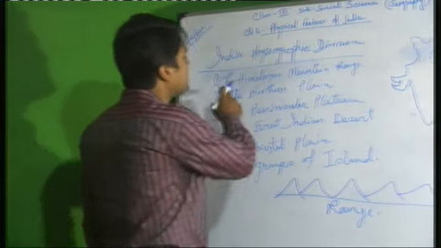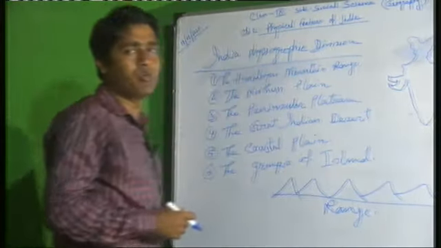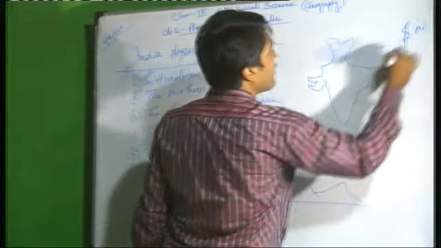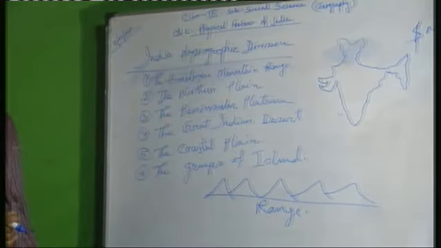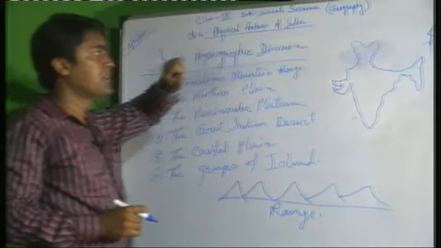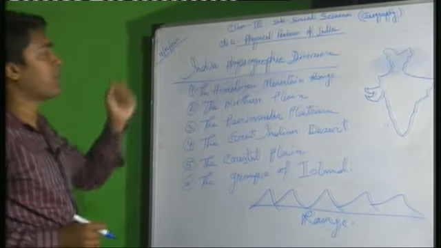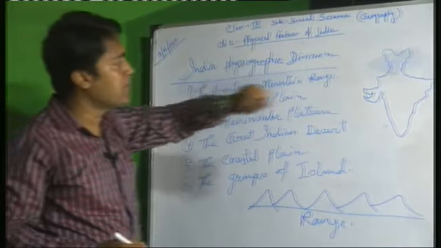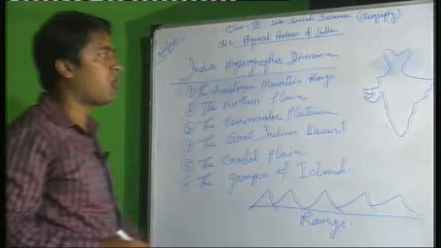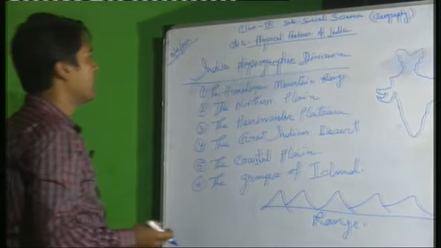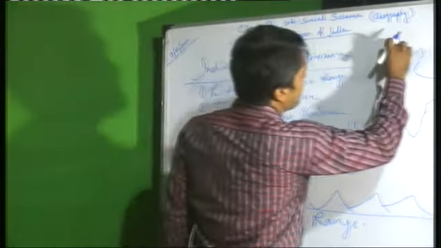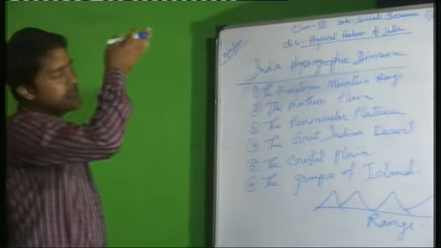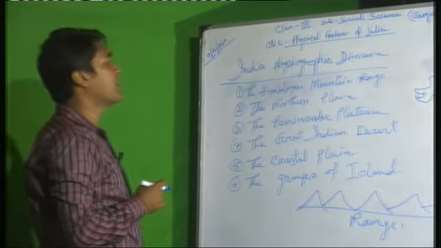The Himalayan mountain range is situated in which part of our country? You know. In this outline map, this is the northern part. Some states are in our northern part: Jammu and Kashmir, which has now become a union territory, then Himachal Pradesh, Uttarakhand, Assam, Sikkim, Arunachal Pradesh, all situated in the northern and northeastern part. The Himalayan mountain range extends from Jammu and Kashmir to Arunachal Pradesh.